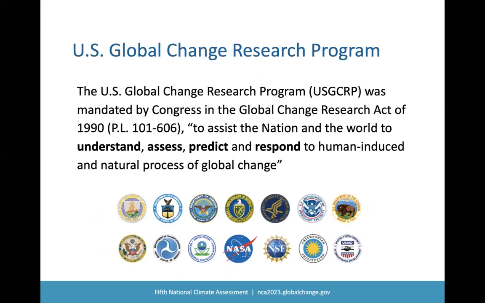All right, a little background about the National Climate Assessment. The U.S. Global Change Research Program, or USGCRP, was mandated by Congress in the Global Change Research Act of 1990, and we are mandated to assist the nation and the world to understand, assess, predict, and respond to human-induced and natural processes of global change. USGCRP convenes 14 agencies to advance climate and global change science, and to provide useful and usable information to decision makers. Next slide, please.